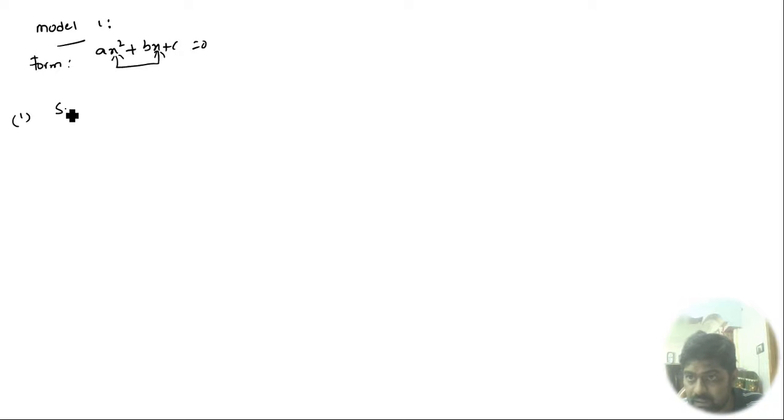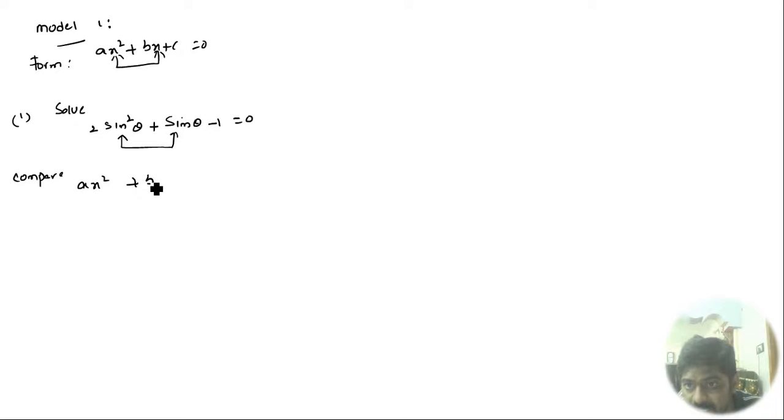So the first problem. Solve 2 sin square theta plus sin theta minus 1 equal to 0. So first we take an easy problem. Here sin is there, so here sin only. First we have to check the same function x. So compare with ax square plus bx plus c equal to 0. What is the a value? A value 2, b value 1, c value minus 1.